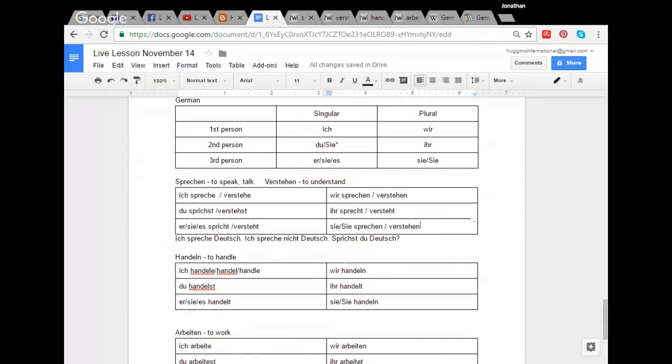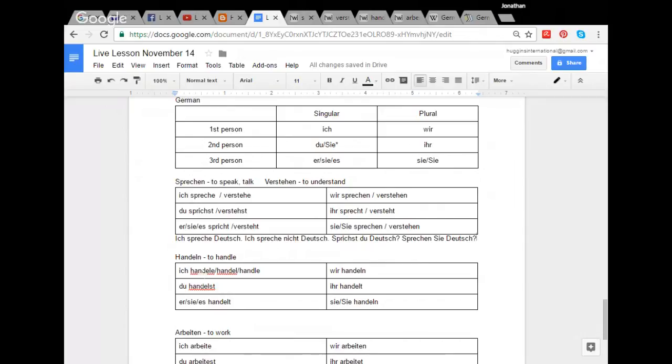And you can make these sentences: ich spreche Deutsch, ich spreche nicht Deutsch, sprichst du Deutsch? So I just invert it, sprichst du, for this question. Or sprechen Sie Deutsch? Like a you formal, either you formal singular or you formal plural, to know if somebody speaks that language.